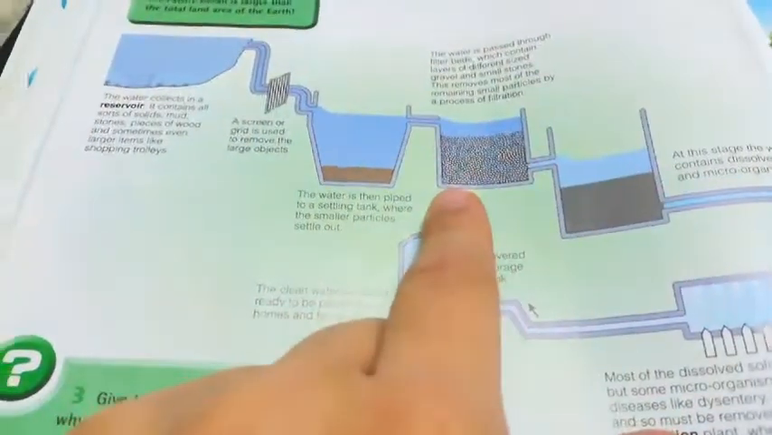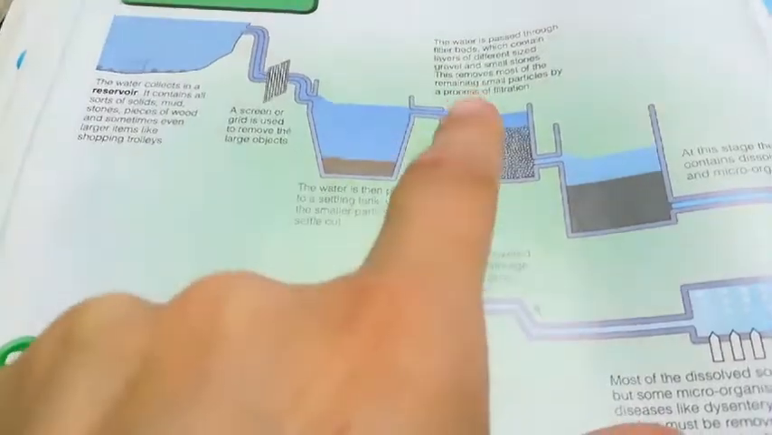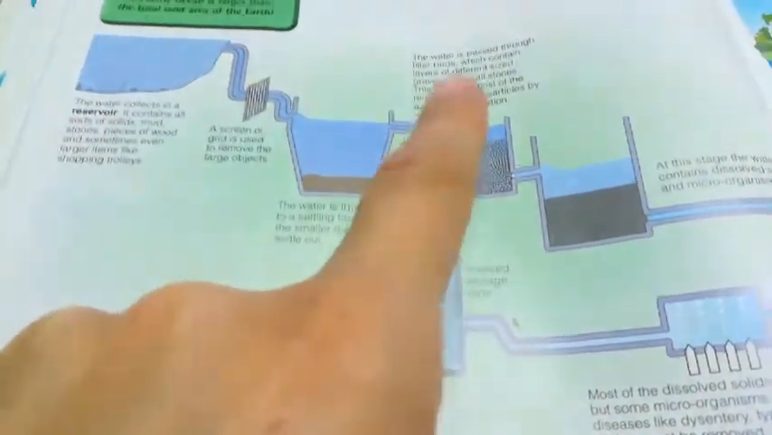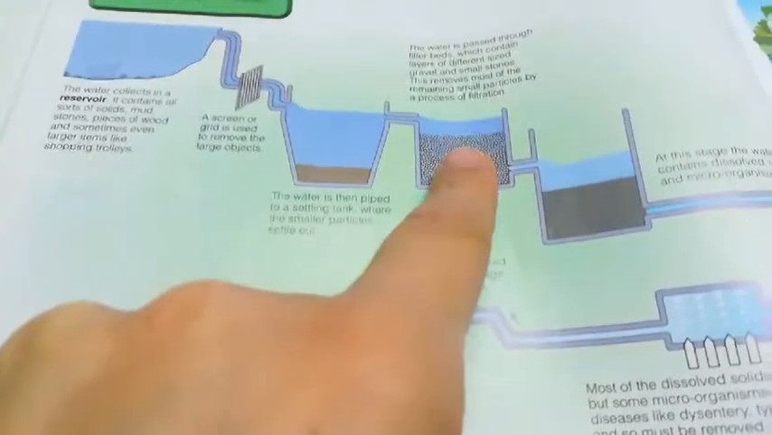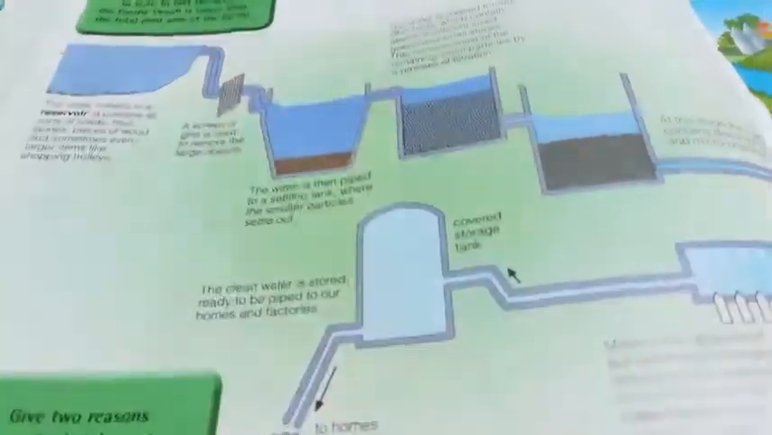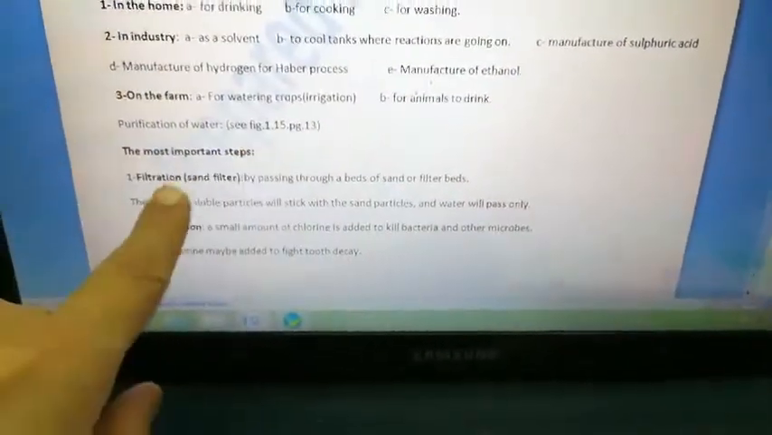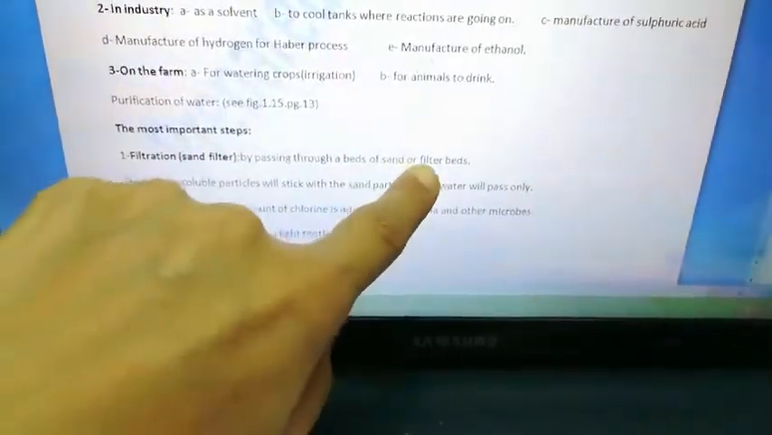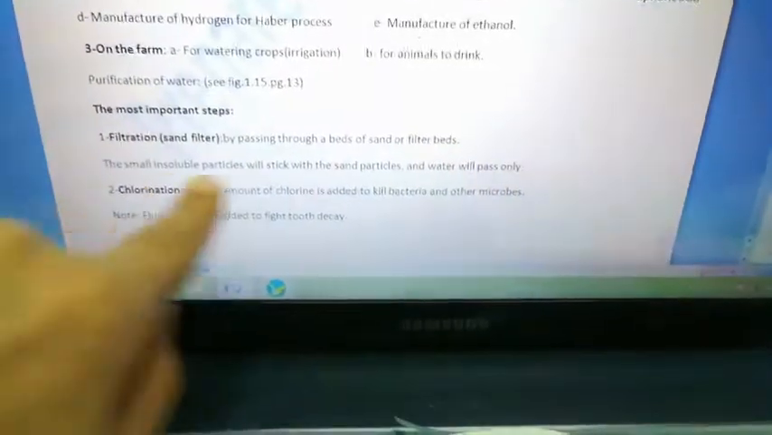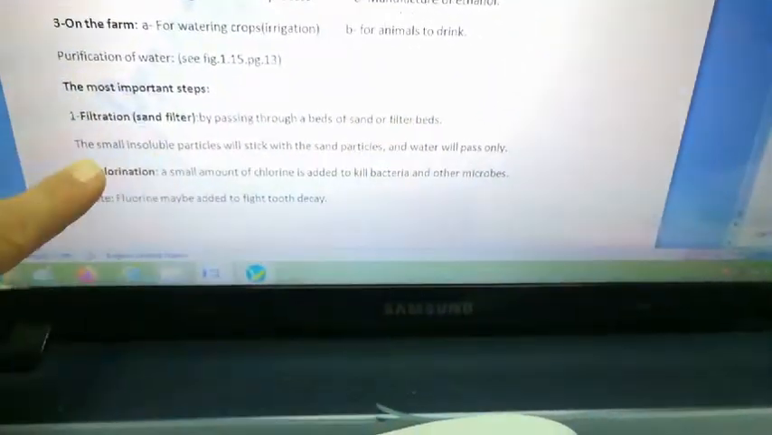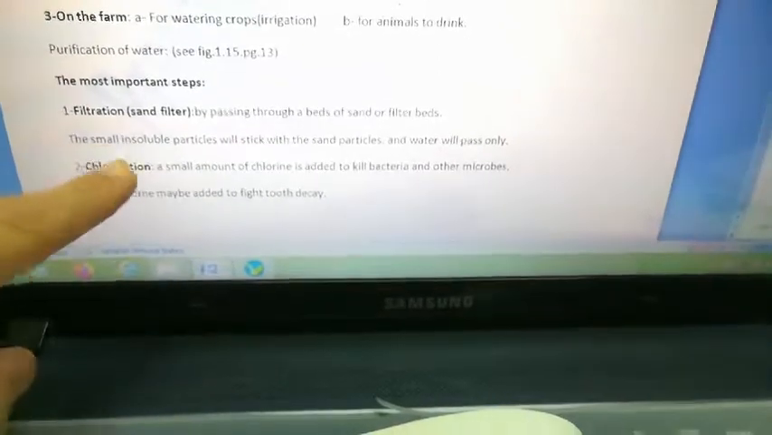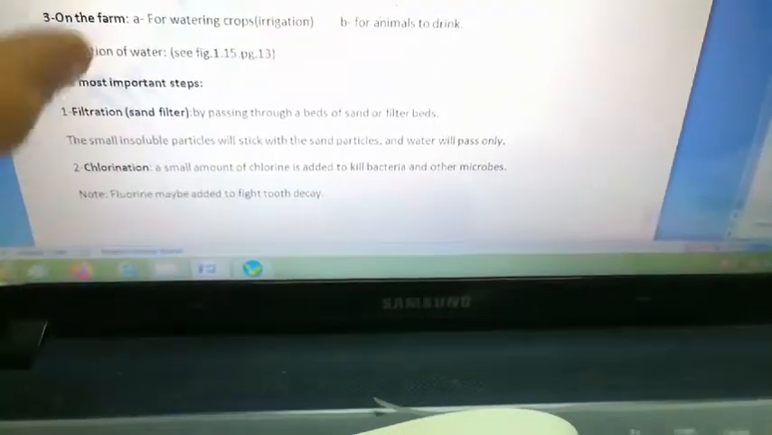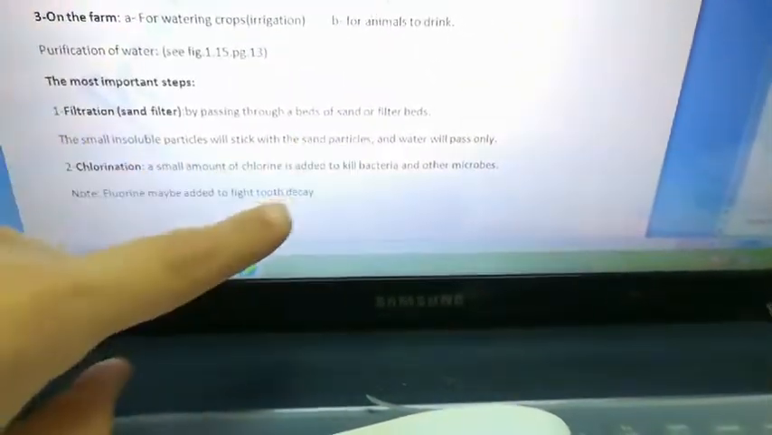Then they are using filter beds. These filter beds are responsible for filtration, and this process is very important. They call it in your book filter beds or sand filter, as you see here. Filtration by passing through the beds of sand. So this is a very important process. Why? To collect the insoluble particles that are sticking to the filter beds, leaving water alone.